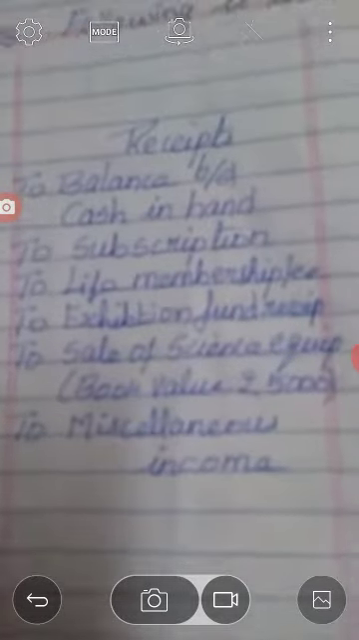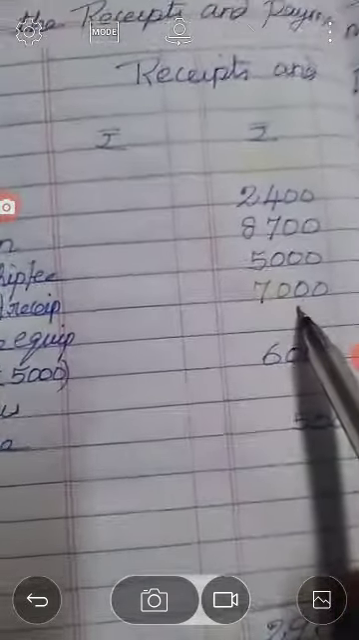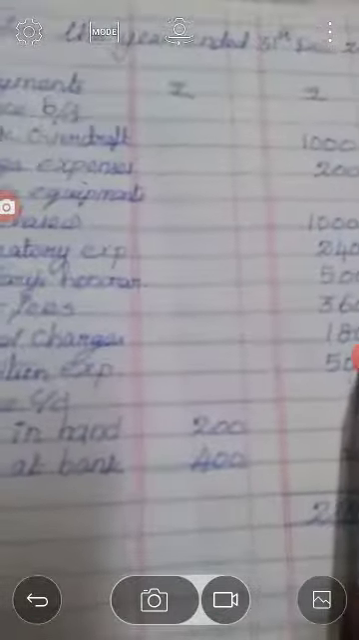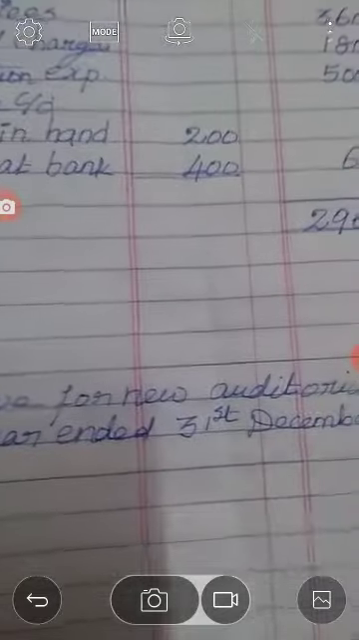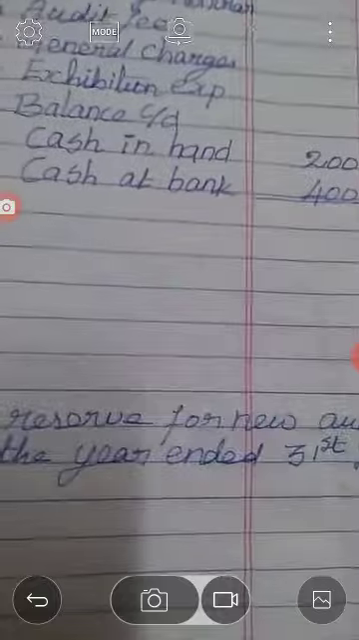Here they have conducted a science exhibition. The exhibition fund receipt is shown on the receipt side, 7,000. The exhibition expenses are 5,000. So 7,000 minus 5,000 is 2,000. It should be shown under the heading reserve for new auditorium, on the liability side.